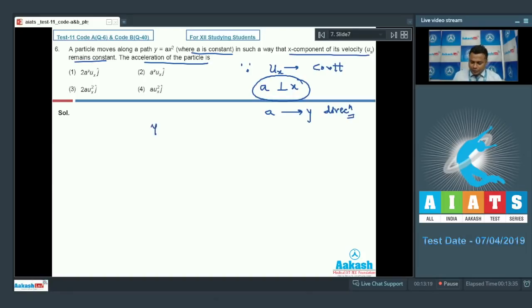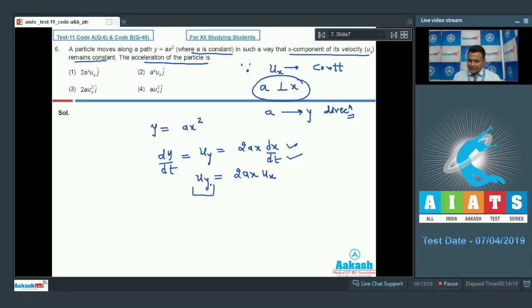Now y is already given, y equals ax square. We can calculate the component of speed along y direction, that is dy by dt, uy, which is equal to 2ax dx by dt. What we are getting? uy equals 2ax dx by dt, the component along x direction, that is already given ux.